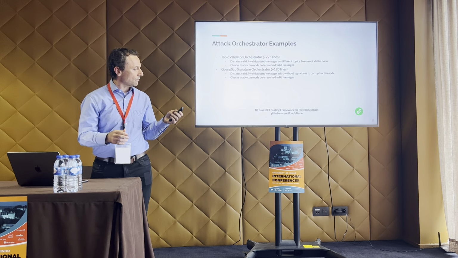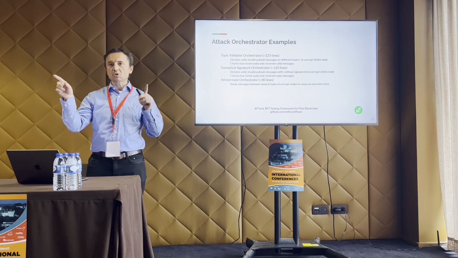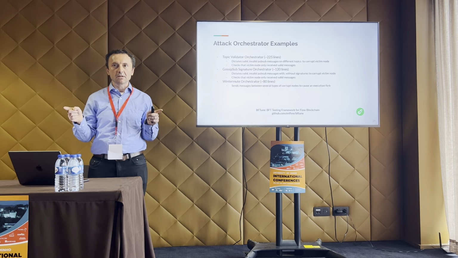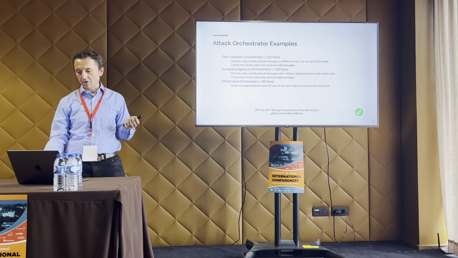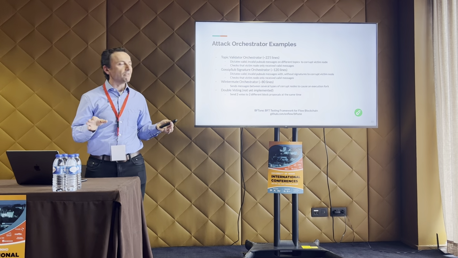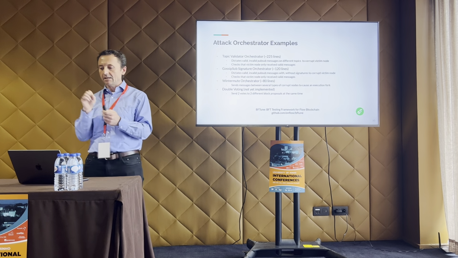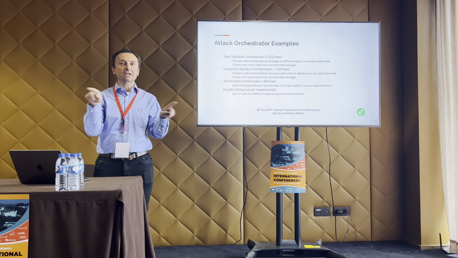Finally, there's another one, a Wintermute orchestrator, in only 80 lines. It sends messages between several types of corrupt nodes to cause an execution fork. So we can create that again in a relatively small amount of lines of code. And the final one is a double voting one. It's not implemented yet, but we can implement it by sending two different votes, two different block proposals at the same time. We could definitely do that too.